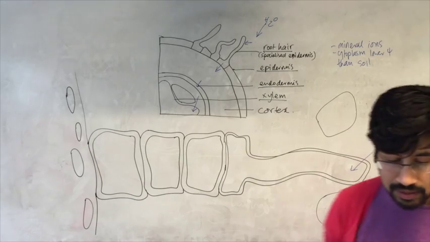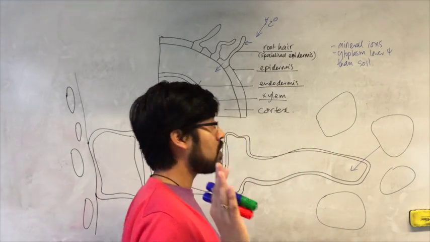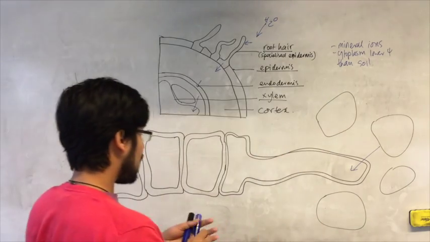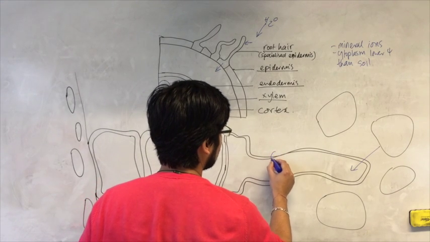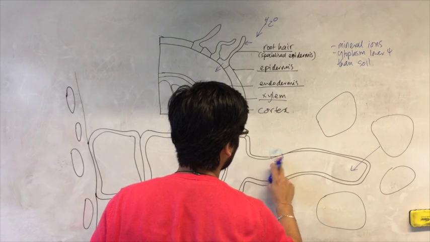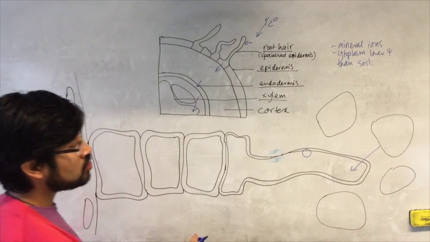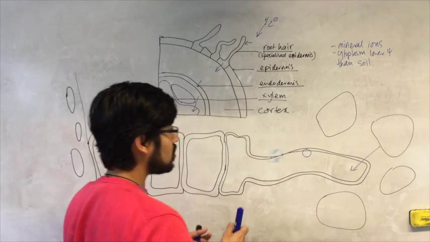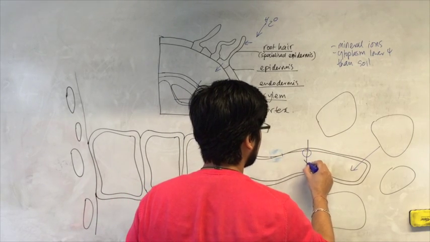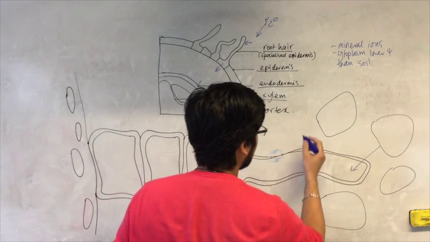And the way it does that, green and red don't really show up very well on the board, so I'm just going to use blue and black if you don't mind. Okay, the way it does that is by having special proteins on its plasma membrane, and what their job is to do is to actively transport these mineral ions into the cell.